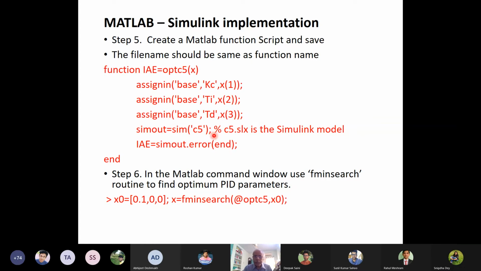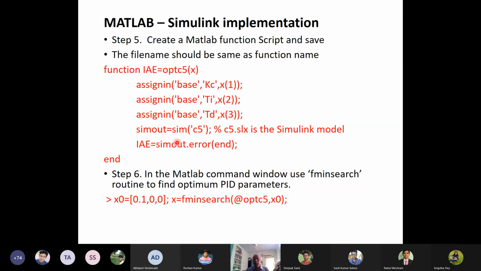Then I am simulating this Simulink model. I have saved the Simulink model as C5.SLX, so using this command, I am simulating it. The output of the Simulink model will be SIMOUT, which is a structured variable. The SIMOUT contains both error as well as y.